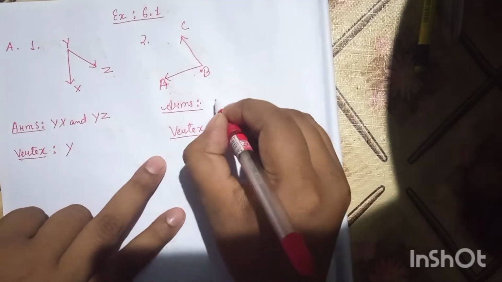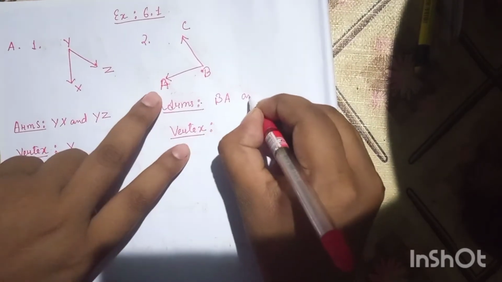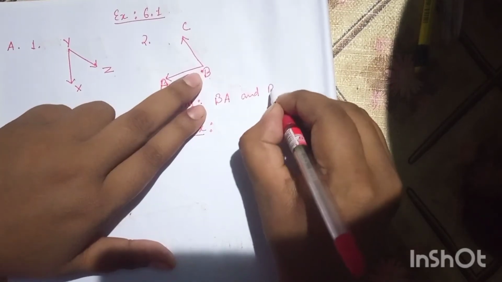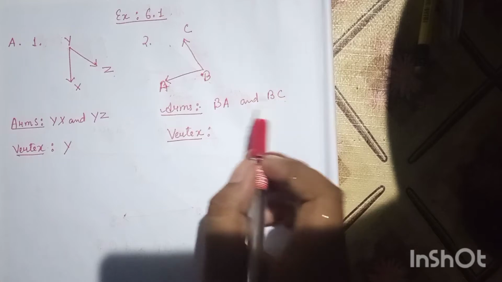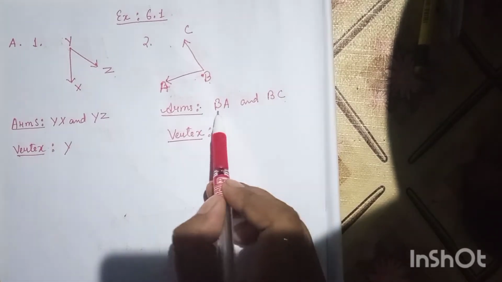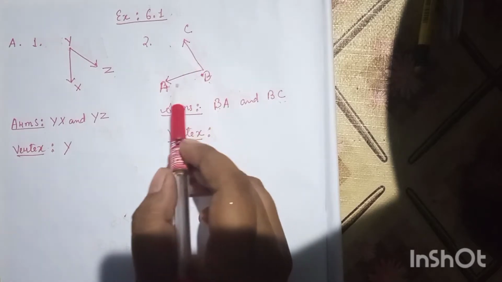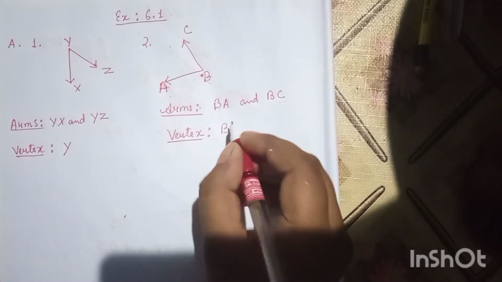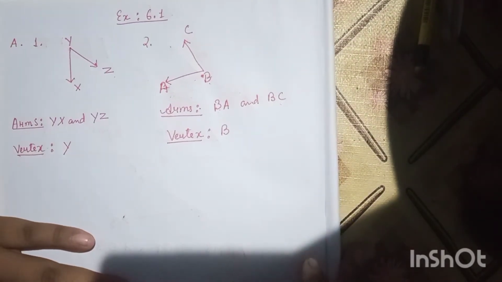Now in the next figure, our vertex is B, right? One arm is BA, the other arm is BC. The vertex is the common point. Look, B is common in both arms. So B is the vertex. Now question number 3, please do it yourself.